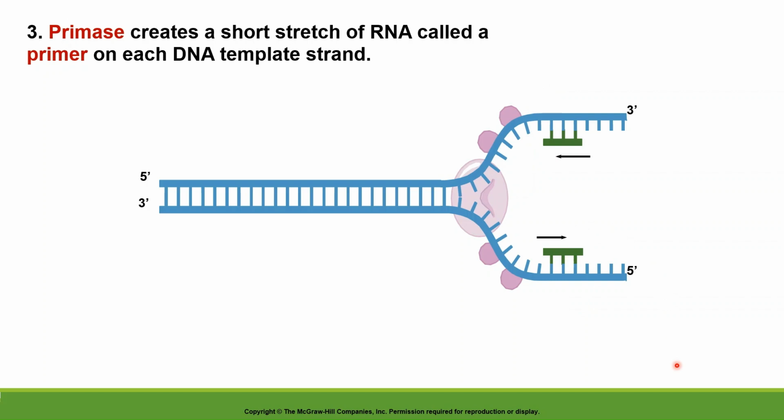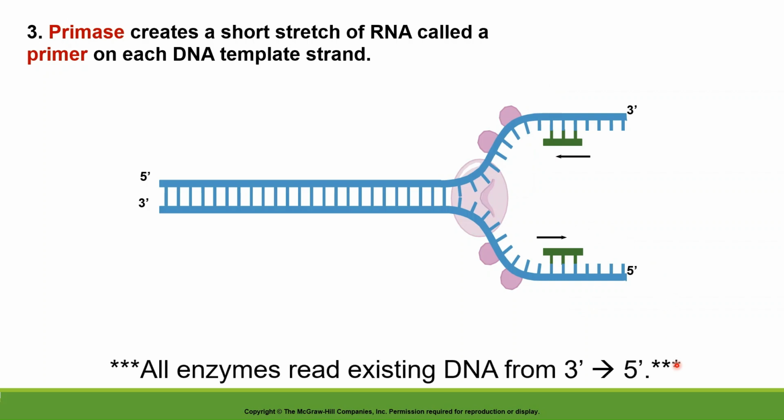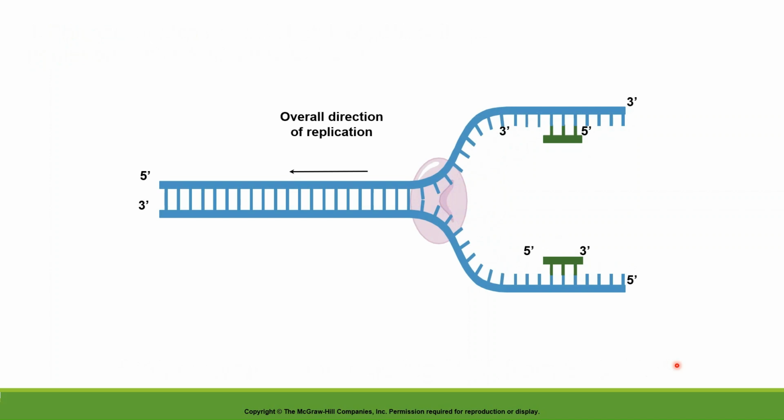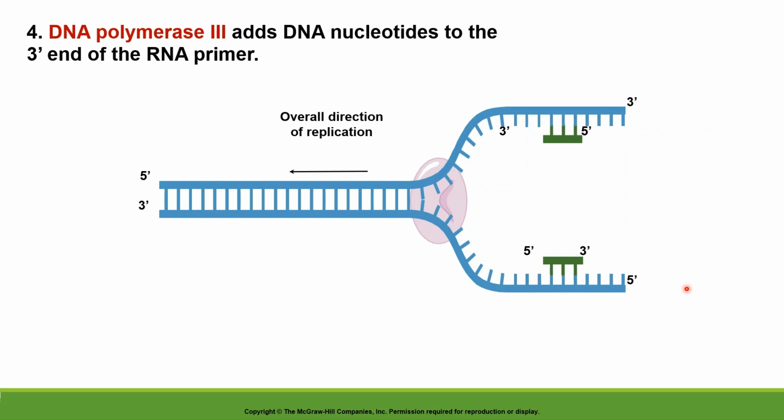So our primers have done their work. Our primase has done its work. It's built those initial primers there. And just keep in mind, all of these enzymes we're going to talk about read 3' to 5' and build 5' to 3'. So as time goes on, that replication fork opens up further with helicase continuing to go down the rails here and spread this double-stranded DNA molecule into its two single strands, held open with those single-stranded binding proteins. And now we have DNA polymerase III come into the picture.